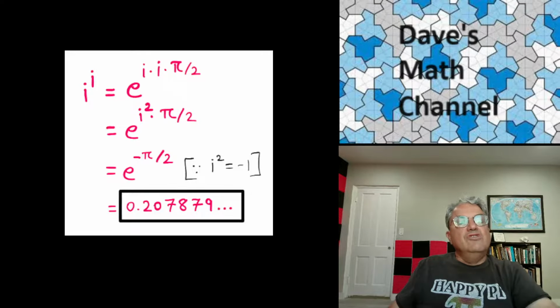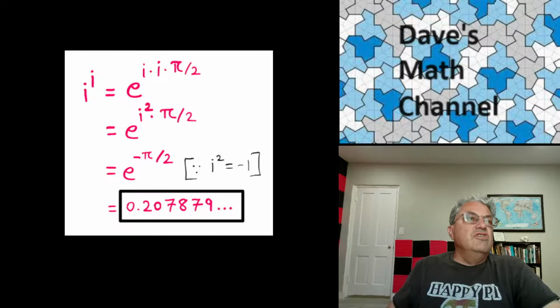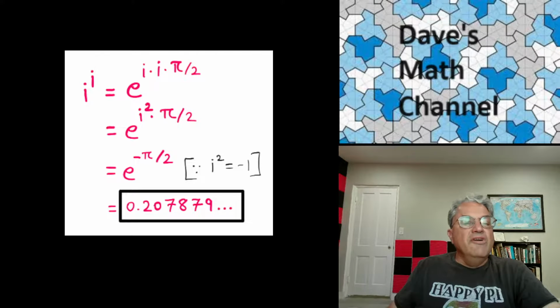Who would have thought that when you raise the imaginary unit to the power of the imaginary unit, an imaginary number to its imaginary power, that just happens to be real. And we can actually calculate its value. It's about 0.207879. It's an irrational number. It goes on forever. But I think this is kind of neat.